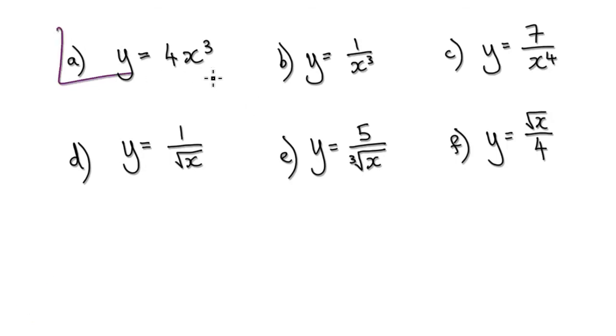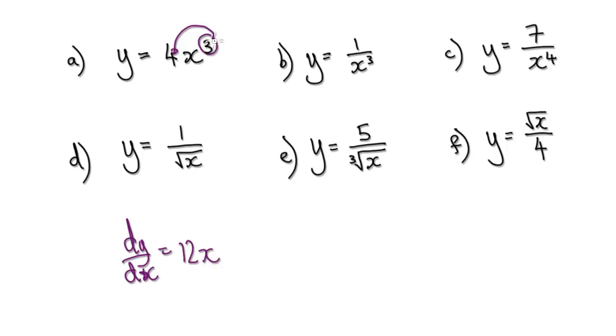Okay, so to do the first one, if you differentiate this, it's simply the 3 comes down, so that will then become dy by dx equals 12x, and then the power gets minused by 1, so that would be 2. So that's your dy by dx for the first one.